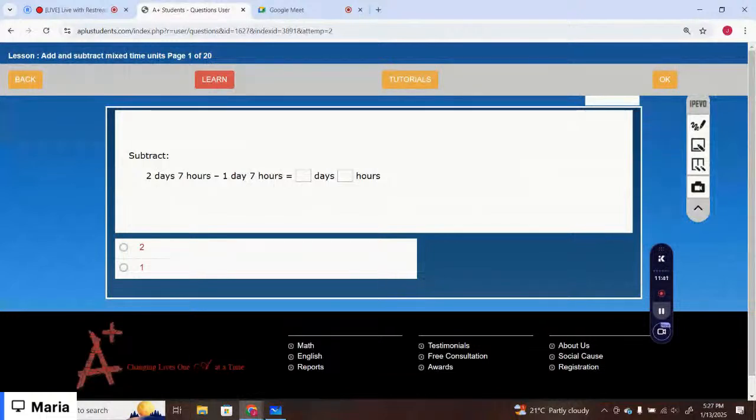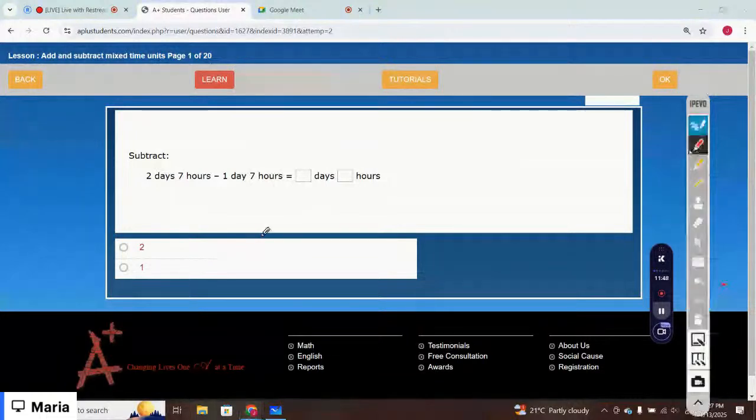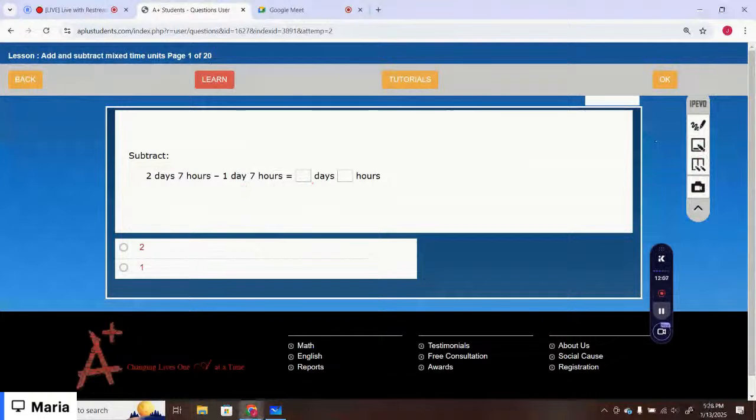2 days 7 hours minus 1 day 7 hours. So which is the correct option? Subtract days from days. 2 minus 1 is 1 and 7 minus 7 is 0. That is 1 day and 0 hours. Option number 2 is the correct option.